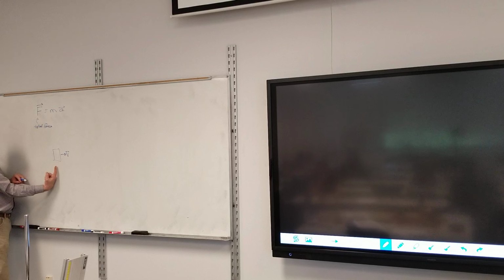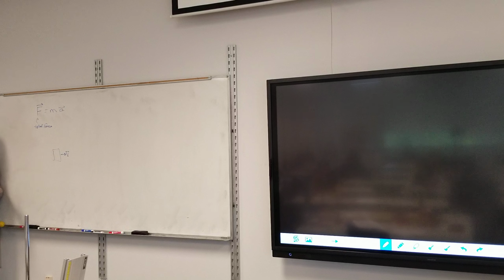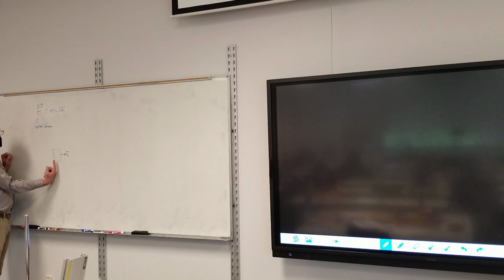What will happen if I push this way? Is that with the velocity still going that way? Yes. Would it flip or like turn? Yes, it'll turn. Because remember, acceleration means it speeds up, slows down, or changes direction. So if I push perpendicular to it, it will change direction.